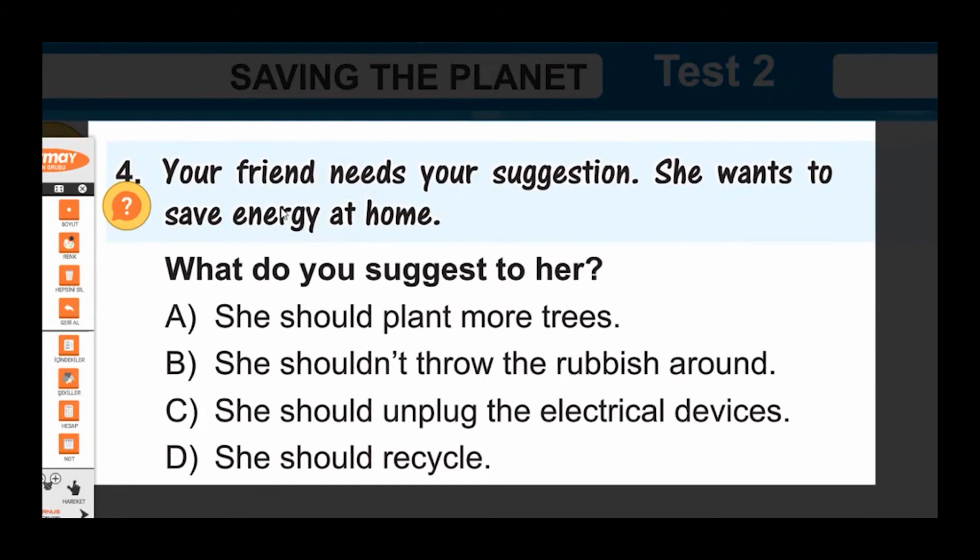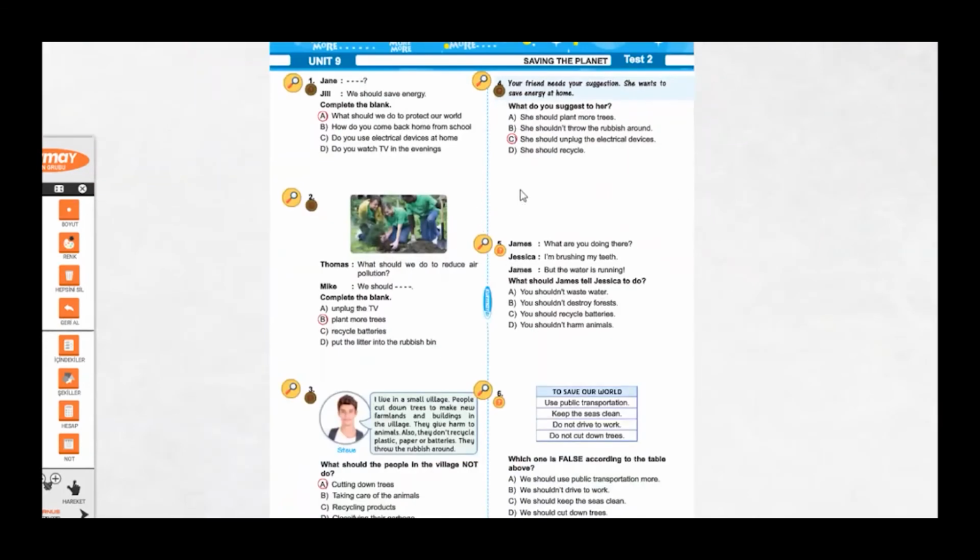4. Your friend needs your suggestion. She wants to save energy at home. So what do you suggest to her? She should plant more trees, or she shouldn't throw the rubbish around, or she should unplug the electrical devices, or she should recycle. Which one? She should unplug the electrical devices to save energy at home.